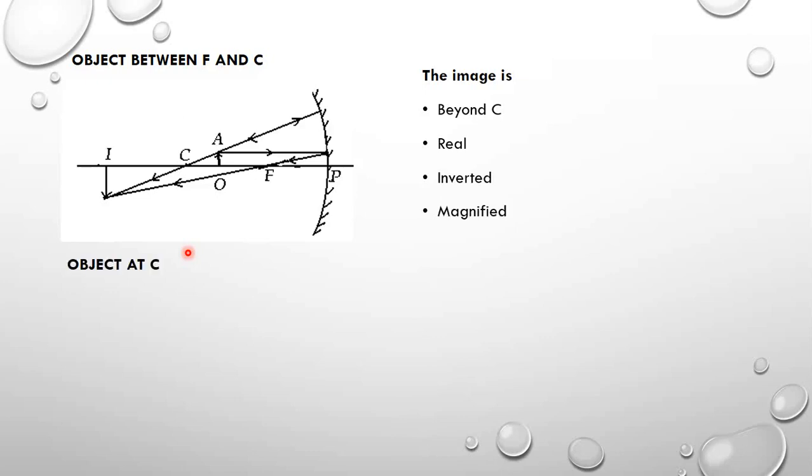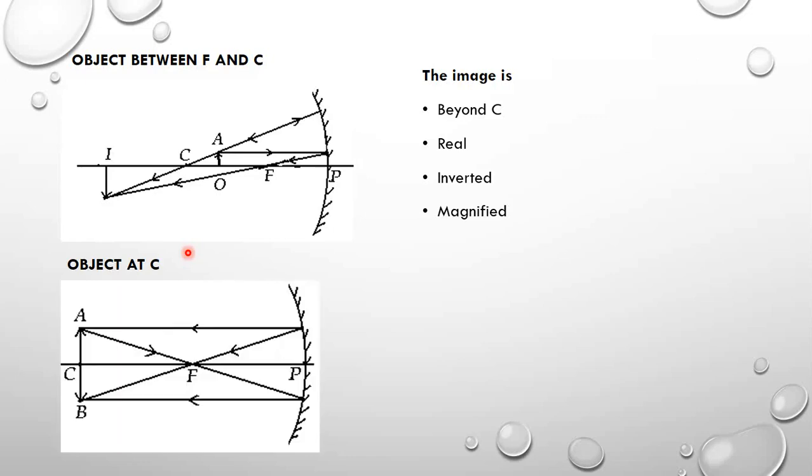Let's look at the next case where the object is at C. When the object is at C, we draw our object here, and then draw a ray parallel to the principal axis. It's reflected through the principal focus, and then a ray through the principal focus is reflected parallel to the principal axis. Where the two rays meet, they form the image. So the image is going to be here. When you look at the nature of that image, you can clearly see that it's going to be at C, it is going to be real, inverted, as you're seeing there, and it is going to be the same size as the object.